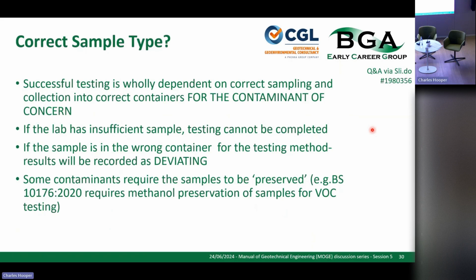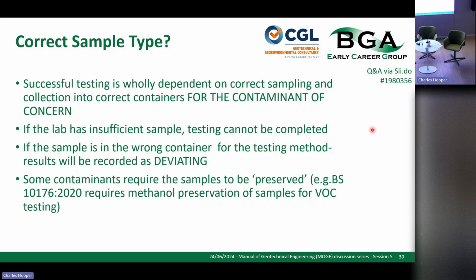Again, Fraser's covered some of this. I've talked about the preservations, but basically if your sample is wrong, if there's not enough of it, if you've got the wrong container, and if it's not preserved, then potentially you are going to get deviating results. Does that mean that you can then pass it on to your client? Can you pass them on a deviating result? Is it fit for purpose? I throw that out there.